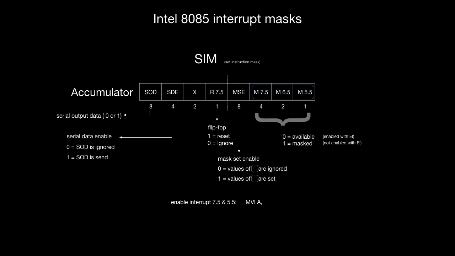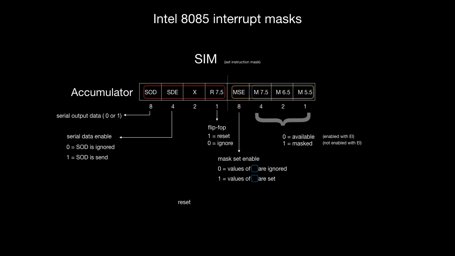Well, let's check first on the left side. So you want to change the serial output? No, that's a 0. You want to reset the flip-flop? No. So you will put a 0 here. And on the right side, so you want to change the mask? Yes. So that's at least an 8. And 7.5 and 5.5 enabled, so 6.5 should be disabled. 6.5 is 2, so 8 and 2 is 10. The value would be 0A, and you will do a SIM instruction and enable interrupt.